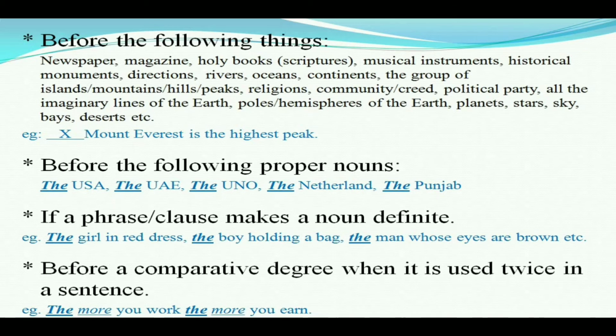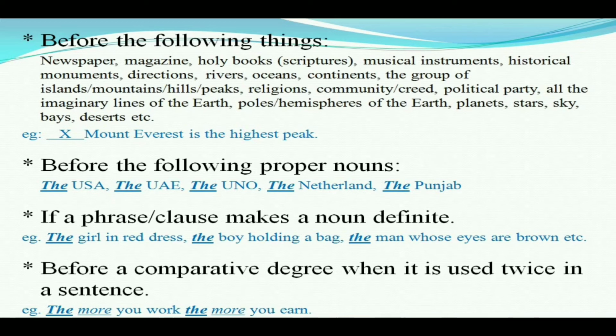Next example, the boy holding a bag. Here, holding a bag is a phrase which makes this boy definite, that I'm talking about the particular boy who is holding a bag among many. Next, the man whose eyes are brown. Here, the noun man has been followed by a clause, whose eyes are brown. This clause makes this man definite, so we use the before this noun.